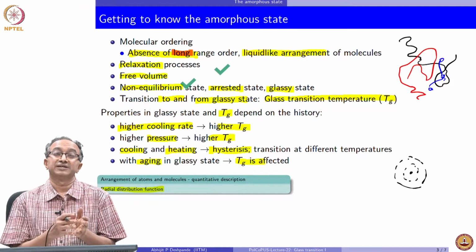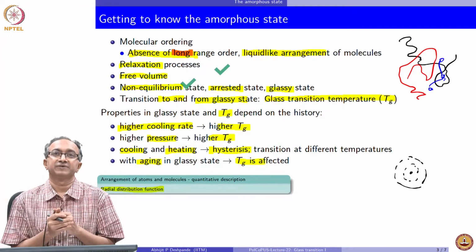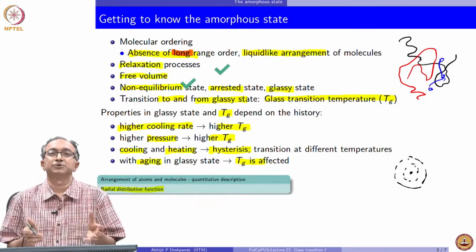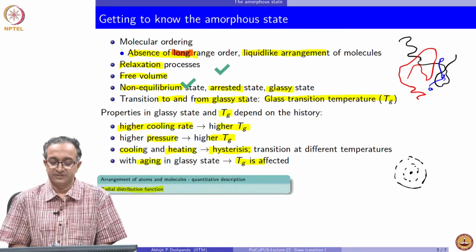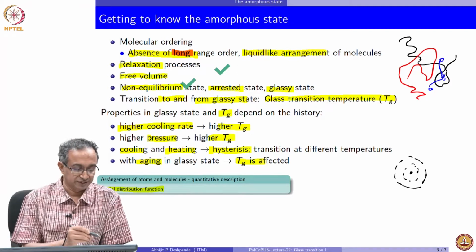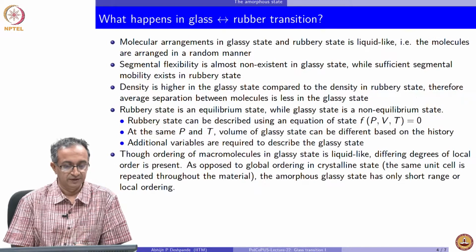So, that is why it is called the radial distribution function. Given a point of reference, how are the other entities, atoms and molecules in the system, distributed with respect to the point of reference? You can read about it to get to know about arrangement and how to quantify the arrangement of atoms and molecules.